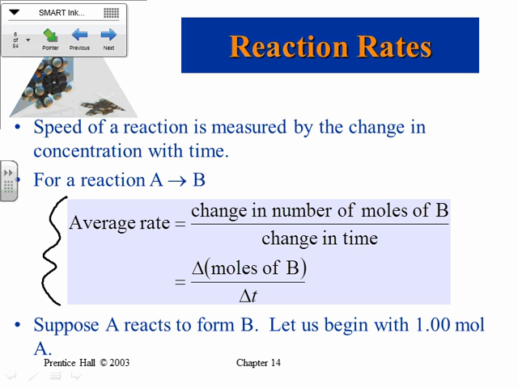But basically, when you take your average rate, you're taking your change in number of moles of B over change in time, and another way of writing that is with the delta. Now, you could say change in number of moles of A also. It's kind of arbitrary that we picked B. It doesn't really matter because the concentration of A here should be decreasing and the concentration of B should be increasing. So, A reacts to form B. We're beginning with 1 mole of A.